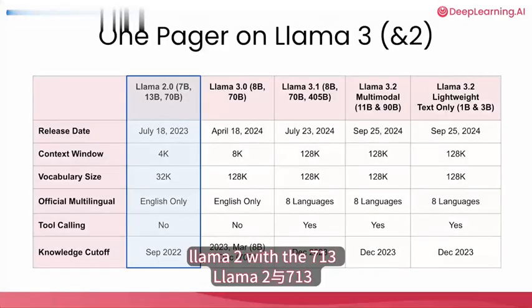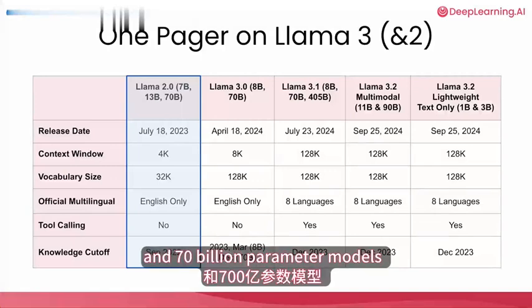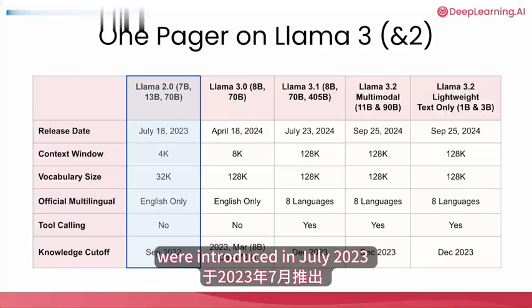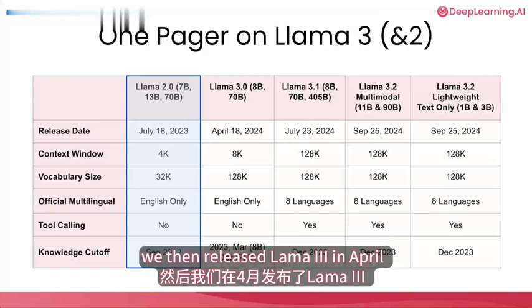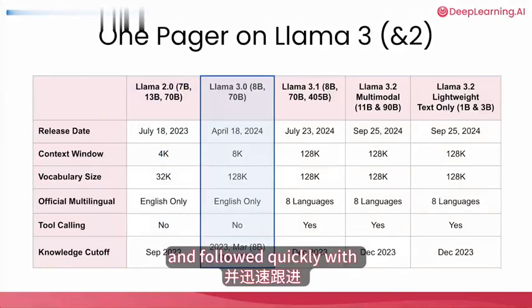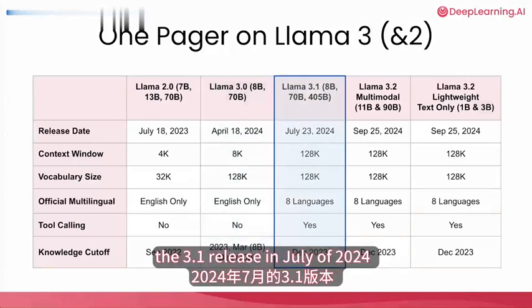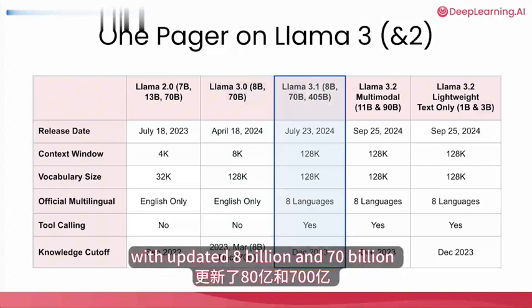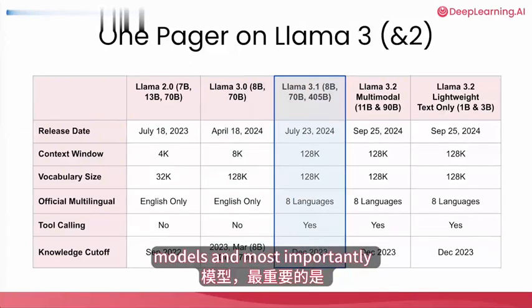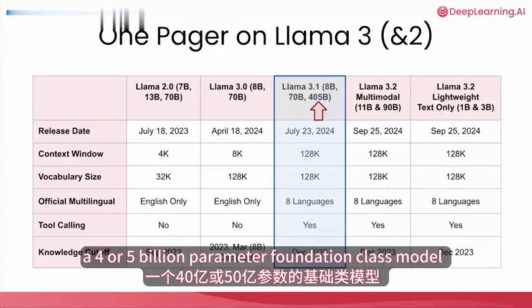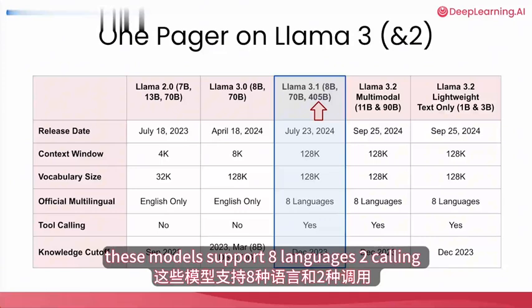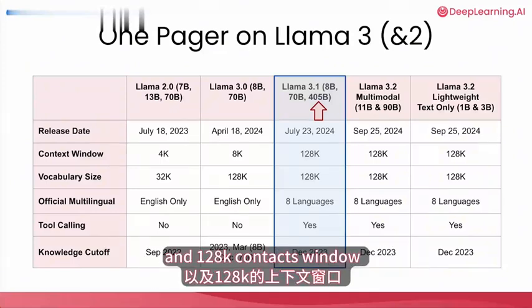Llama 2 with the 7, 13, and 70 billion parameter models were introduced in July 2023. We then released Llama 3 in April and followed quickly with the 3.1 release in July of 2024 with updated 8 billion and 70 billion models, and most importantly, a 405 billion parameter foundation class model. These models support 8 languages, tool calling, and 128K context window.